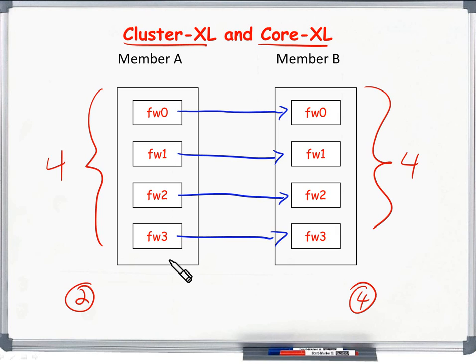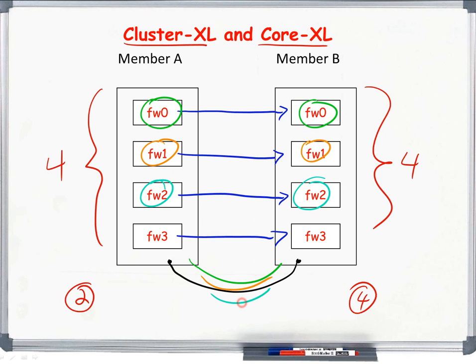Now just to clarify something, there's only one sync interface. Both sync interfaces are connected between the members, either by a crossover cable or through a switch, but the firewall instances are actually being synced through the sync network. Firewall instance 2 is being synced through the sync network, and firewall instance 3 is being synced over the same sync network.